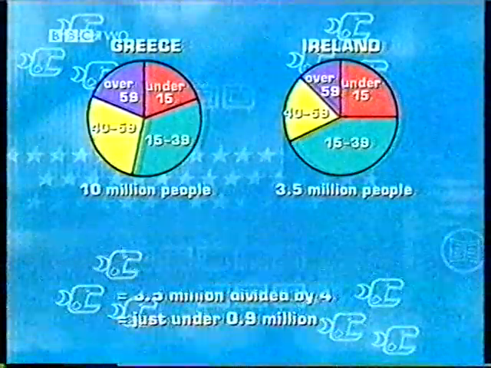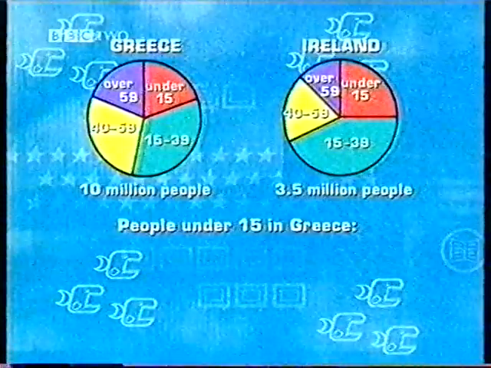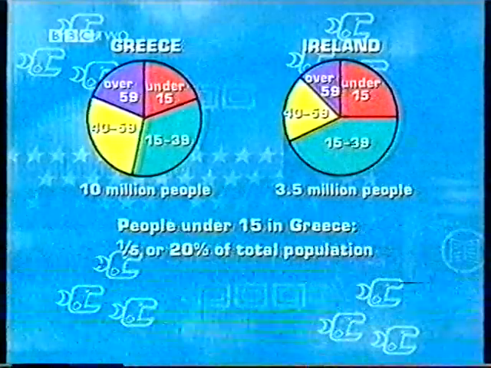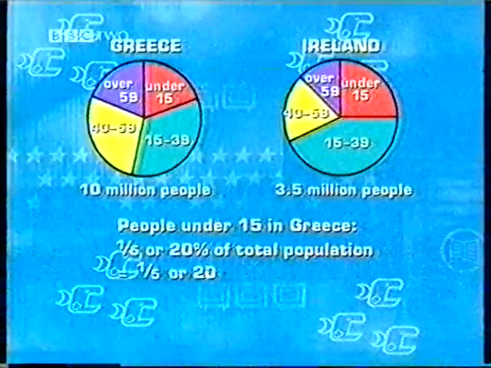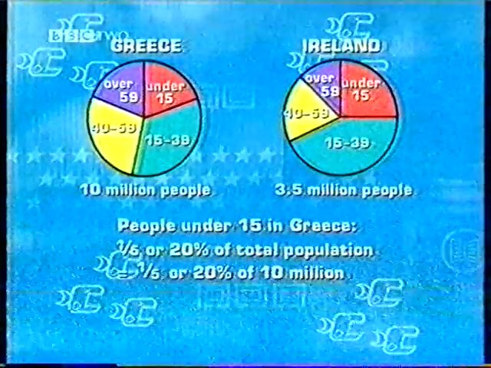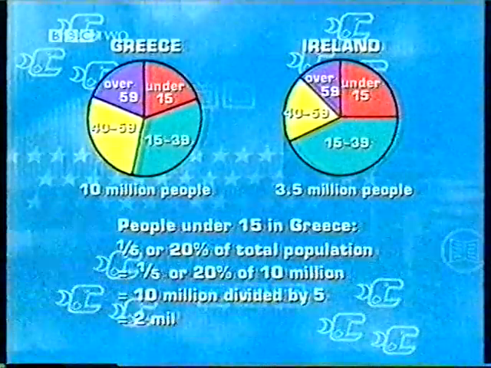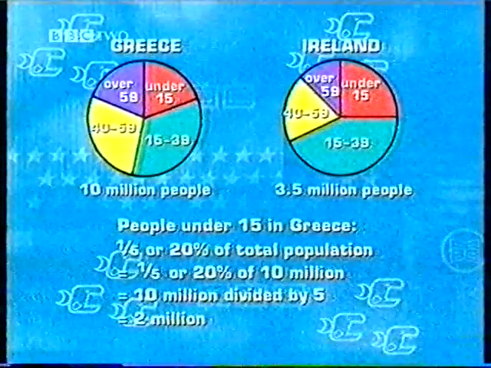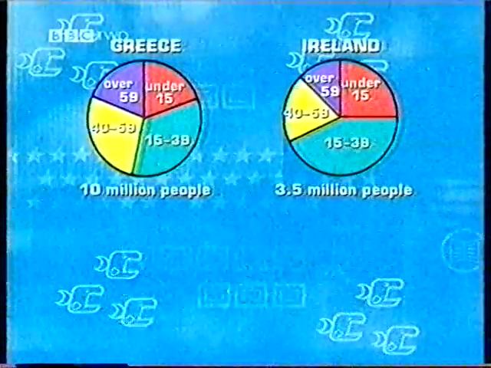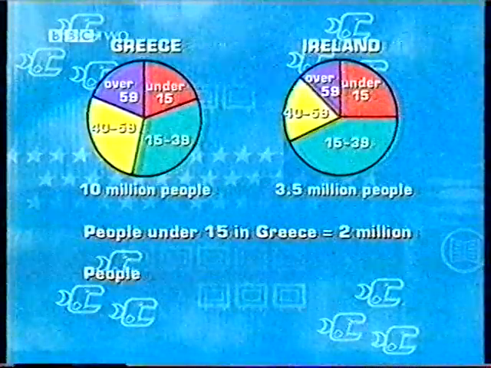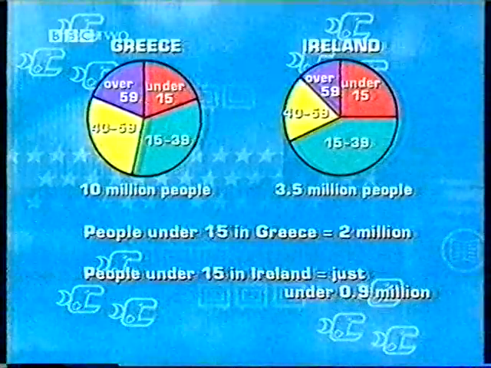Now let's look at the pie chart headed Greece. The sector of pie representing the proportion of people in Greece under 15 is about 1/5 or 20%. That's 1/5 or 20% of the total population. That's 10 million people. A fifth of 10 million is 2 million. That means there are actually fewer people under 15 in Ireland than in Greece. Dowie made the mistake of looking at the actual sizes of the sectors of pie instead of looking at the numbers they represented.